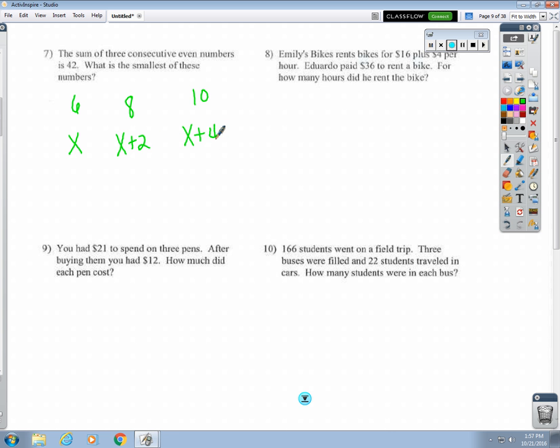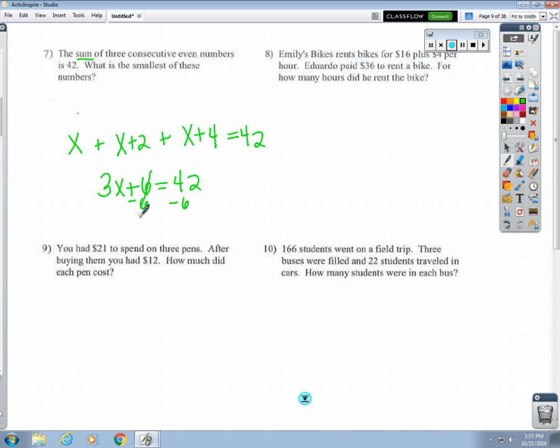Right. Okay, so even though those are not the correct numbers, because they don't add up to 42, they kind of help us know how to build the equation. And we know that when you take the sum of those, which means add them up, you get 42. What do they combine to on the left side of the equation? 3x.